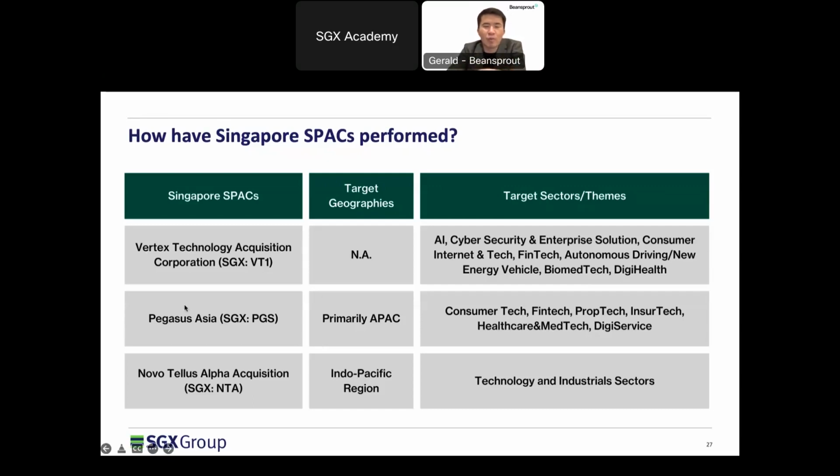So this is what we know about the 3 SPACs that are listed in Singapore. They have mentioned different target geographies that they're looking to acquire from. They have effectively mentioned different target sectors that they are looking to acquire from.